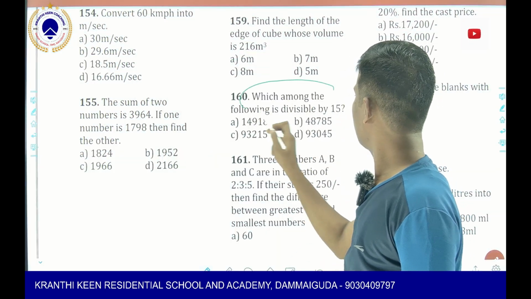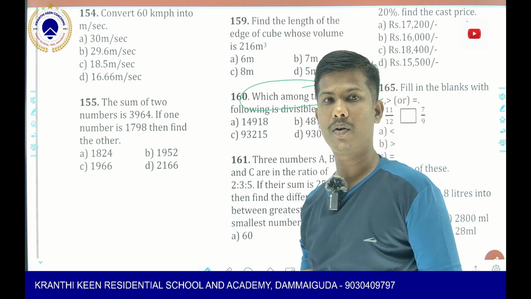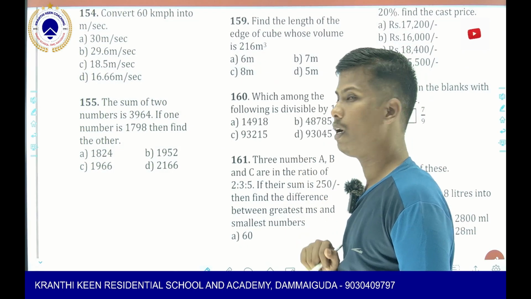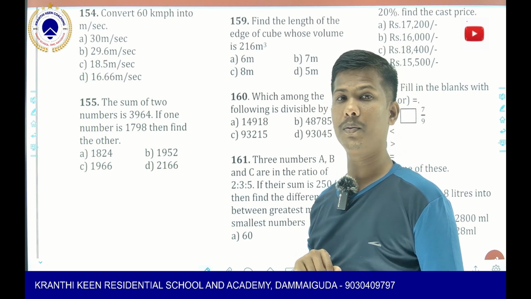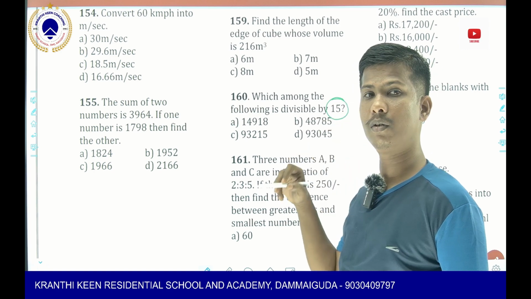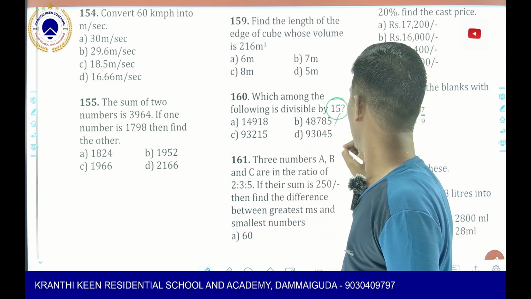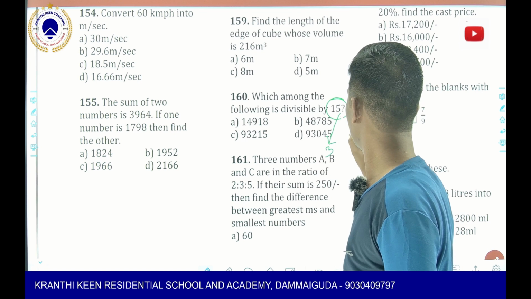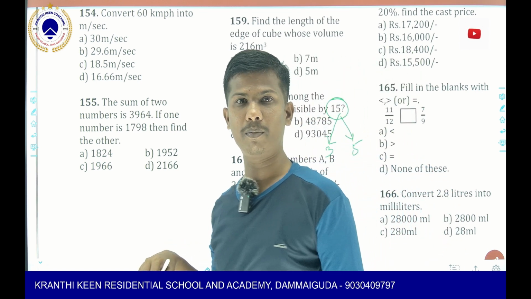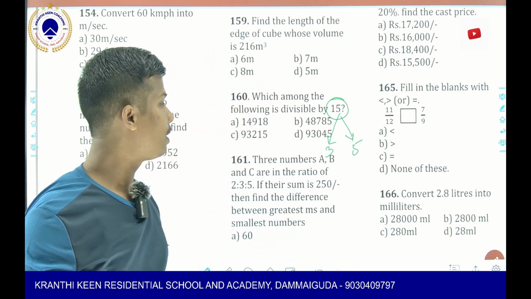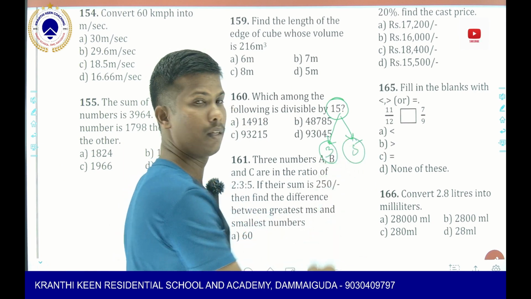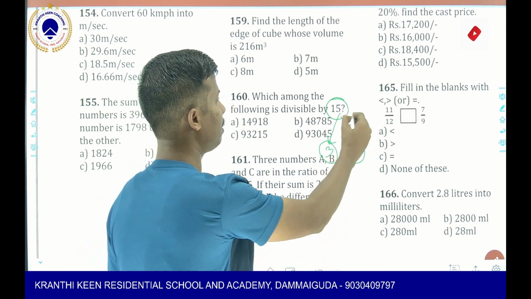Which among the following is divisible by 15? The question is asking, which among the following is divisible by 15? We know that for a number to be divisible by 15, it should be divisible by its factors. What are they? 3 and 5. That means if any number is divisible by both 3 and 5, then that number will be divisible by 15.